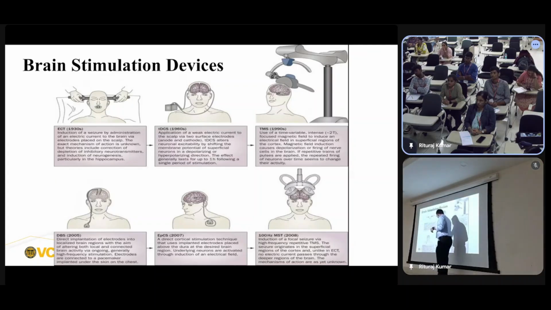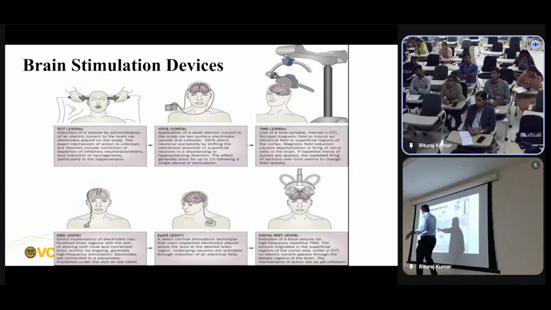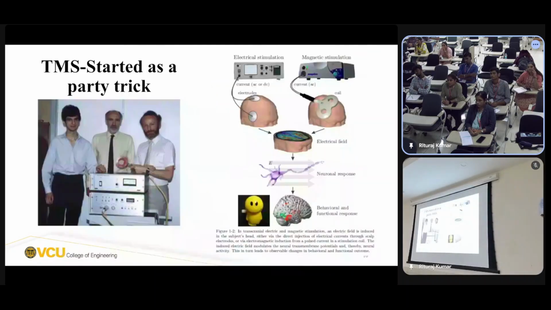Okay. Then here are other devices, not so popular, but those are the top three. ECT is very widely used, especially in Asia. In India, this is quite widely used as well. And these are other popular ones, and that DBS is used for Parkinson's.